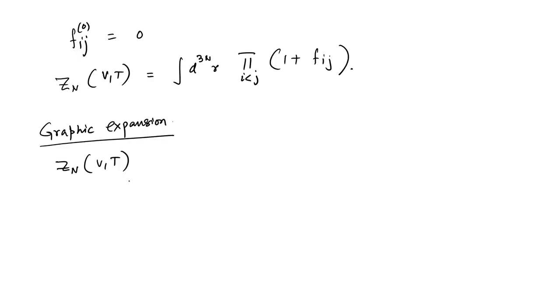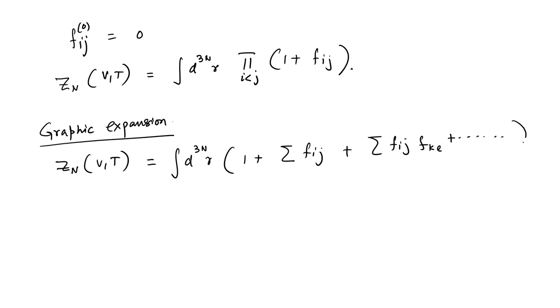As I said, we will do a graphic expansion of this. So this is equal to the integral of d to the power 3n r, of a sum over Fij. We ignore the indices because they will all be there. Then there are terms such as Fij, Fkl, and so on. There will be Fij, Fkl, and Fmn, and so on, so there will be 3 such terms and 4 such terms, terms meaning those containing these Fs. They will all be there. So now, pairing of indices will include all possible pairings.